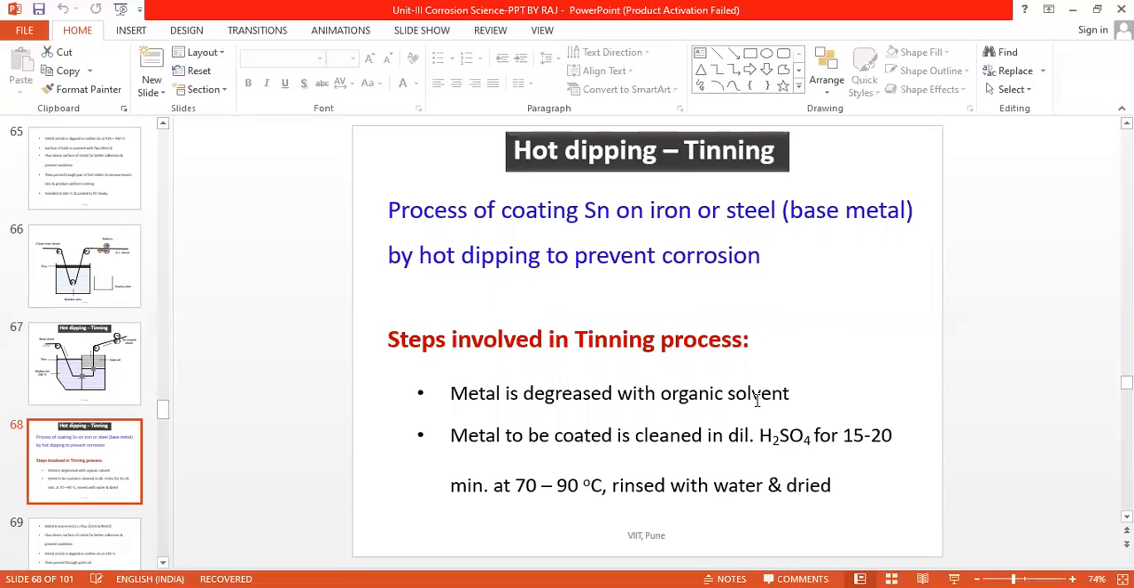So we will study again what is the definition of tinning. The process of coating tin on iron or steel as a base metal by hot dipping to prevent corrosion. What are the steps in the tinning process? Metal is degreased with organic solvent to remove oxide scale and rust from the metal surface, as already discussed in the surface treatment. Then it is pickled in a bath of dilute H2SO4 for 15 to 20 minutes at 70 to 90 degrees Celsius, followed by rinsing with water and drying to room temperature.